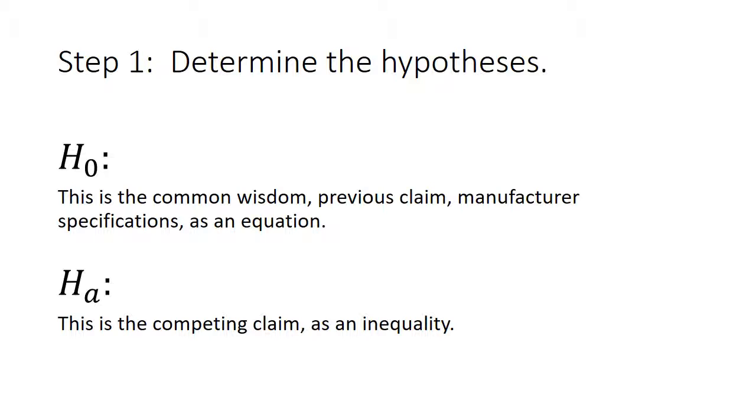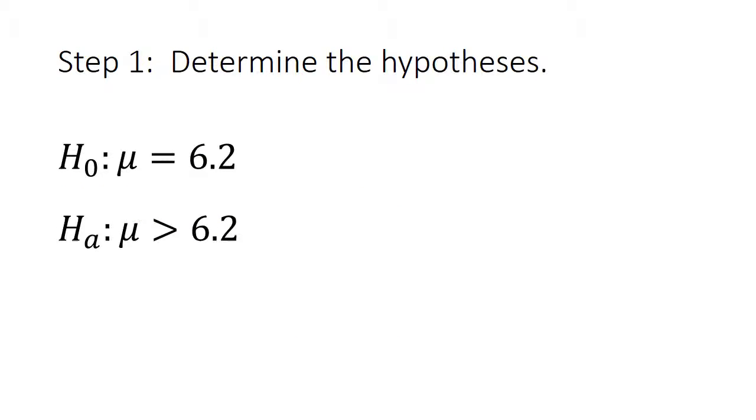And the alternative hypothesis is the competing claim. This is what we think might be true instead of the null hypothesis, and that is always given as an inequality. So in our problem, we are told that our valves are designed to have a mean pressure of 6.2 psi. So that's our null hypothesis. That's our assumption. That's what we should accept as being true, except we never say accept, we never say true. But unless we have reason to believe otherwise, that's what we're going to go with.